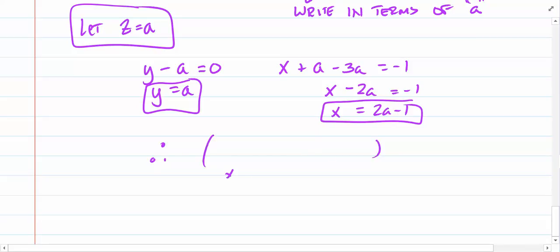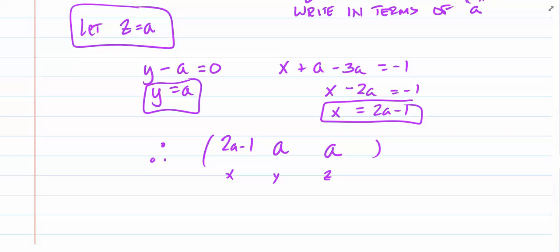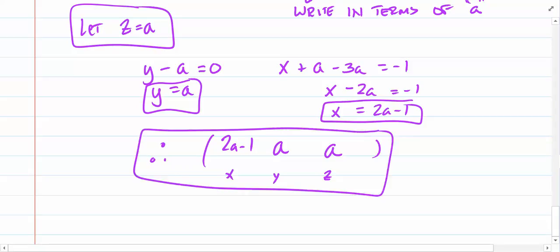Remember, we're still having the x, the y, and the z, but we said that z was a value of a. Turns out that y was also a value of a, and that makes x a value of 2a minus 1. So if I told you that z is 3, then y has to be 3, and then x would have to be 5, right? So the relationship between them is what we care about, not necessarily what the values are, because there's an infinite number of them.